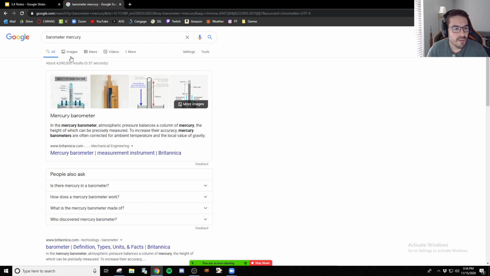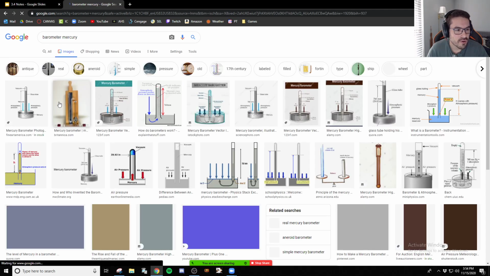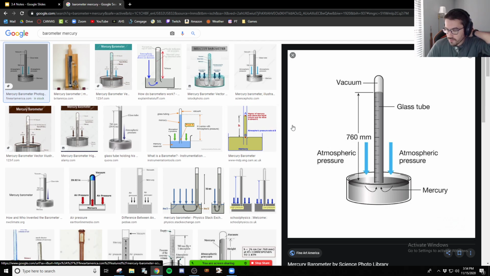If we look up a barometer, a mercury barometer, this picture looks good enough. Basically what you have here is a tube with some millimeter markings on it, and atmospheric pressure pushes down on the mercury, pushing it up this tube, assuming there's a vacuum in the top part of the tube. So you could measure the atmospheric pressure on any given day at any location by using this device.